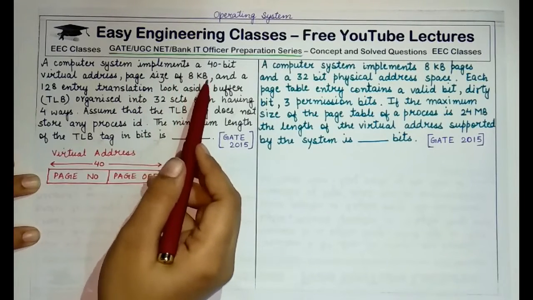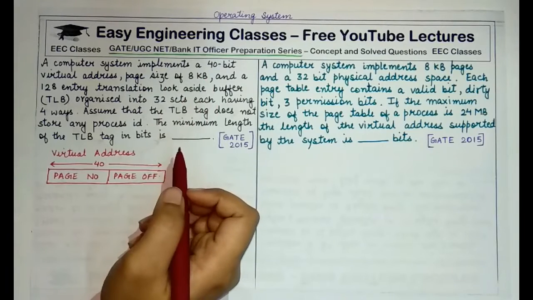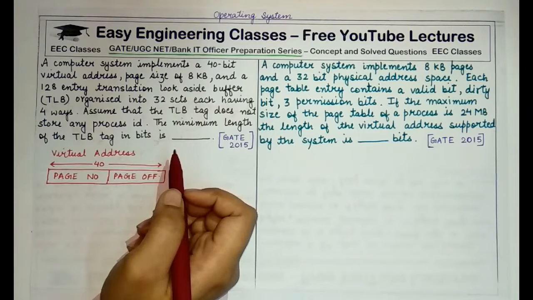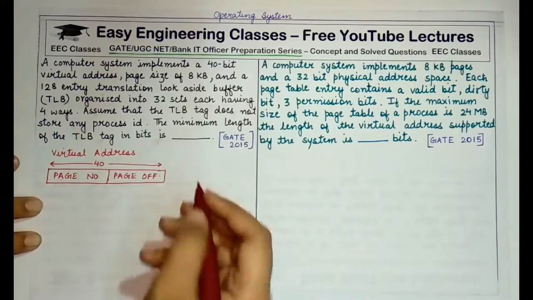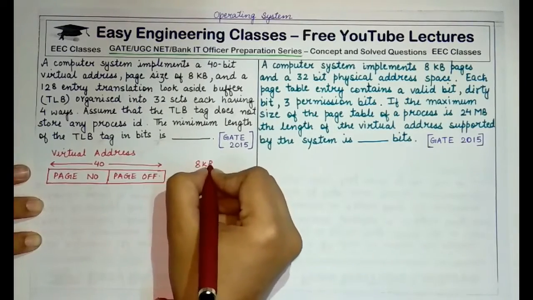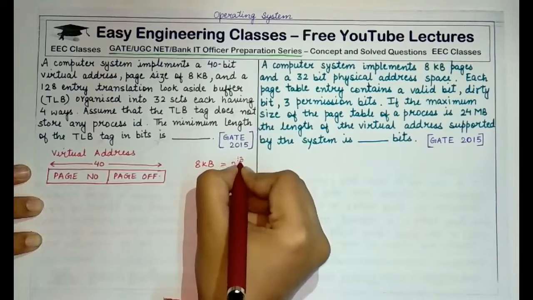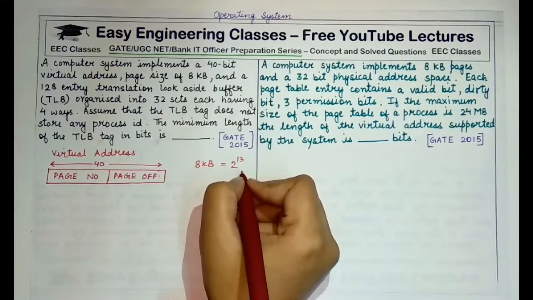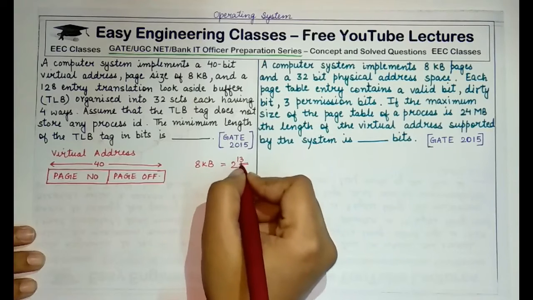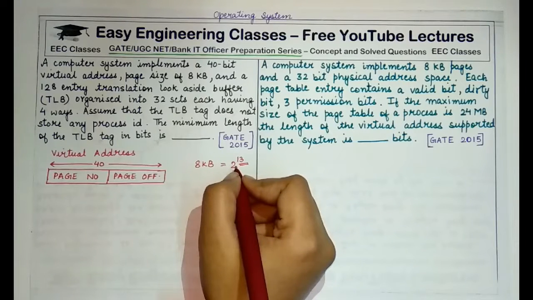8 kilobytes. Page size means that a single page would have 8 KB of addresses, or the total number of different addresses that can be present in a single page would be 2 raised to power 13. And how did I get 2 raised to power 13? 8 kilobytes is equivalent to 2 raised to power 13 bytes, and with 13 bits we can represent a total of 2 raised to power 13 different addresses.